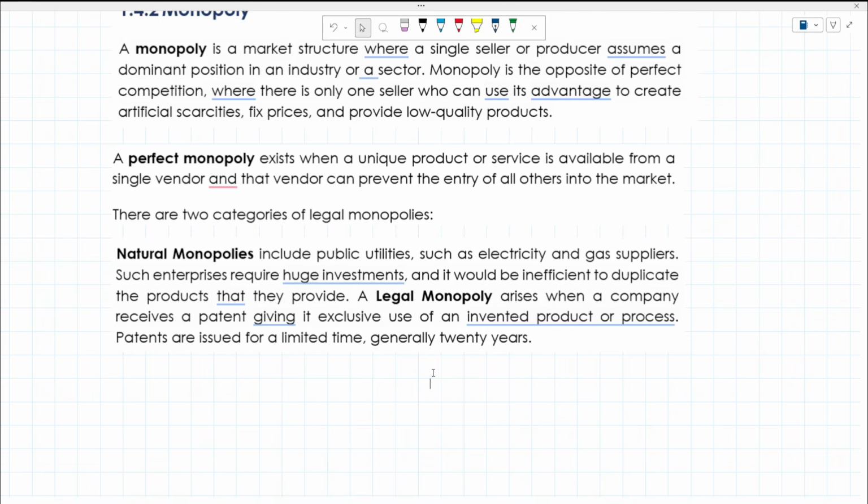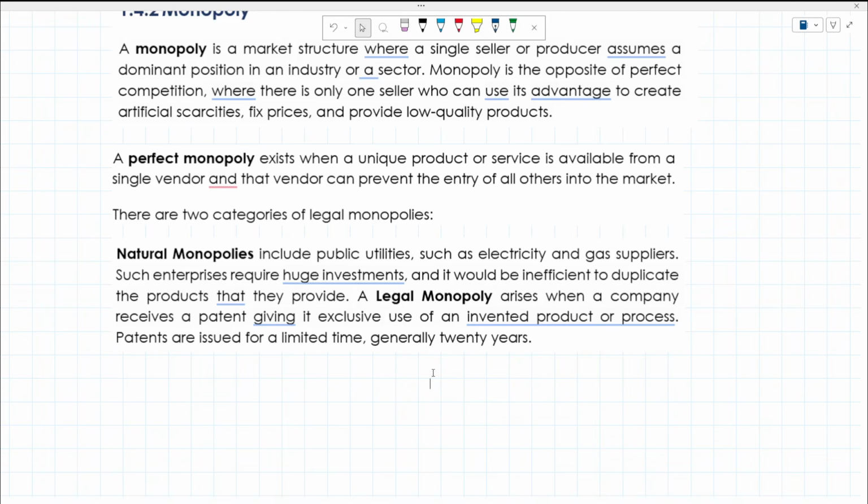The second one, of course, would be the legal monopoly. Well, natural monopoly is also a legal monopoly. The second one is legal monopoly per se because, as I've mentioned, it arises when a company receives a patent, a commercial right, giving it exclusive use of an invented product or processes. Patents are issued for a limited time, generally 20 years.